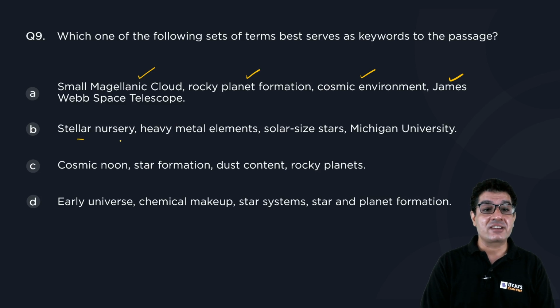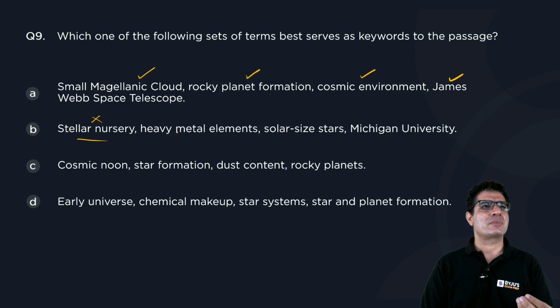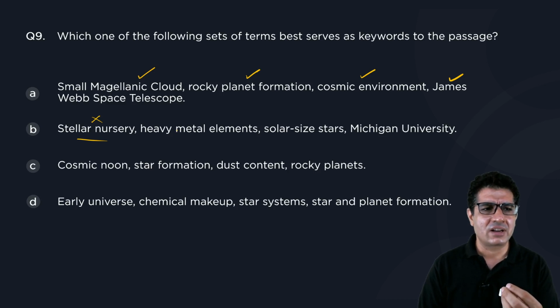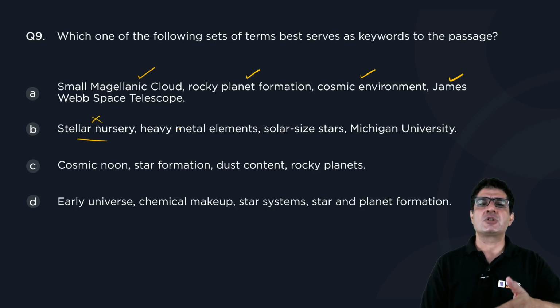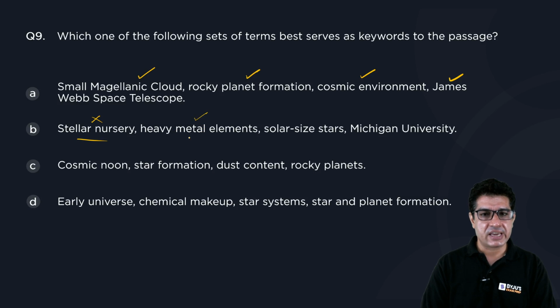B, stellar nursery. Nah. It is just an expression that has been used for the Small Magellanic Cloud. Stellar nursery per se is not very relevant for this particular passage. It was just a descriptor. Heavy metal elements, yes. Solar sized stars, maybe, but Michigan University, no. So if I compare A and B, A definitely scores over B. So let's eliminate B. How about C?